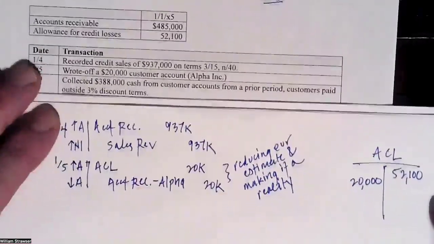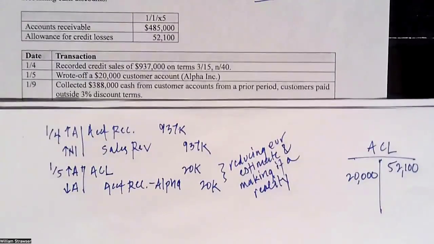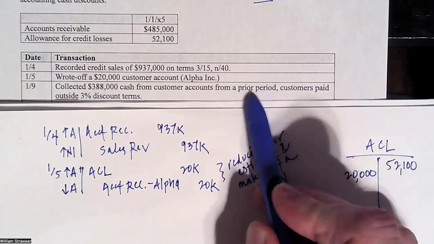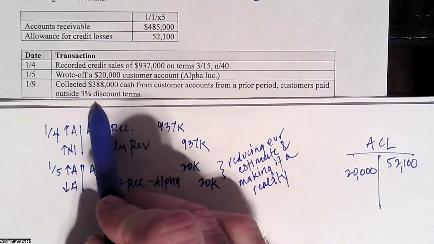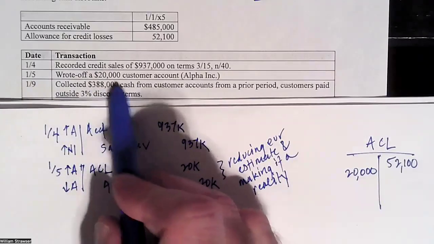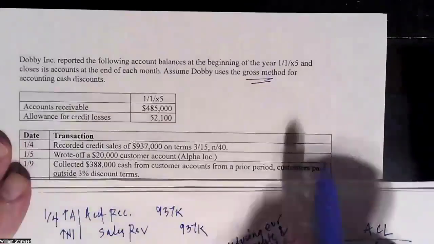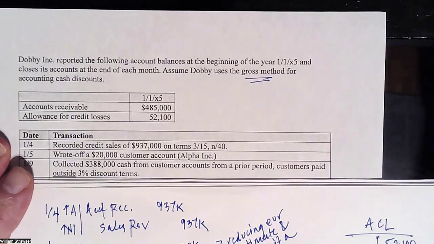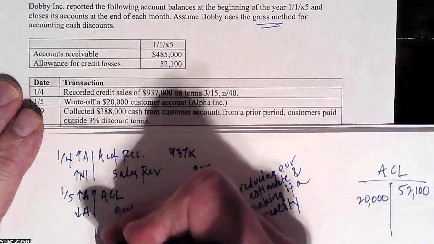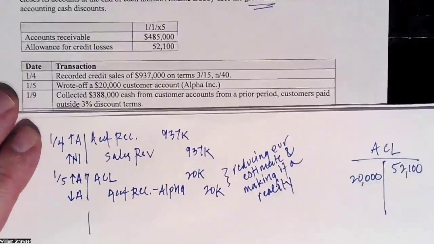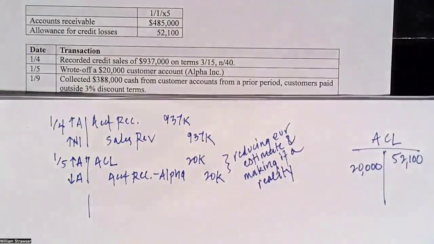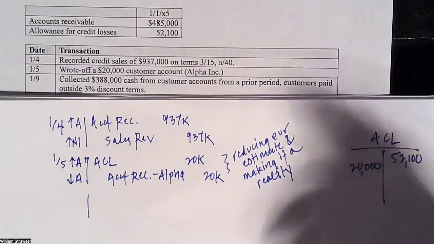So we collected some cash from customer accounts from a prior period. We made these sales in the prior period and did not collect cash back then. Maybe this was in December. They paid outside the 3% discount terms that they were offered. So this is cash that came in at full price. And if we're using the gross method, there's no need for us to make any adjustment for the forfeiture of discount, because remember, the gross method assumes that our customers are not going to pay within discount. So essentially, that assumption was correct.